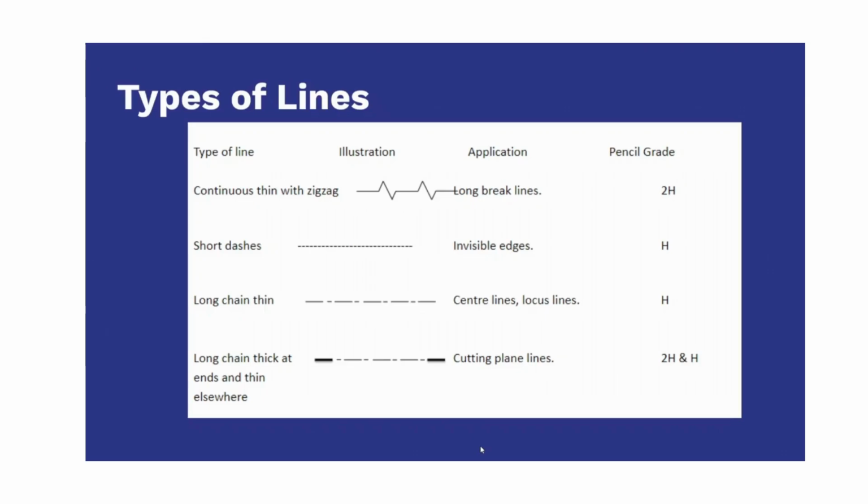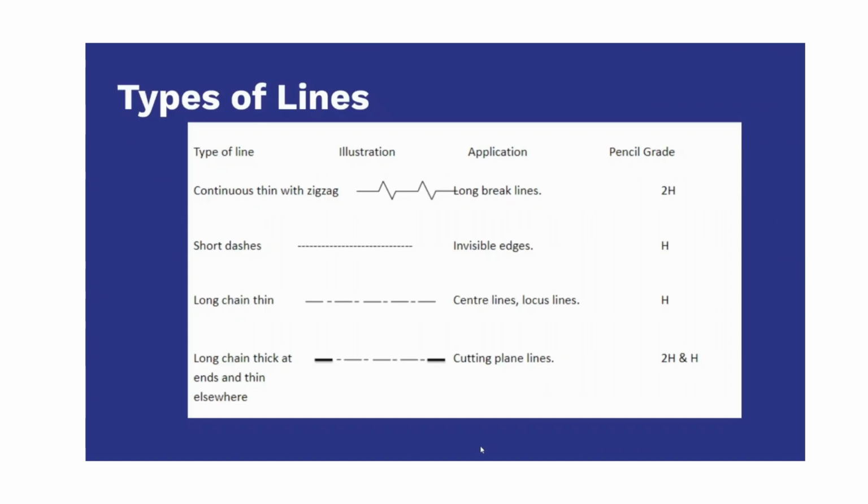So cutting plane lines can be applied where lines cross, and so on. In this we can use 2H or H pencil grades, or both can be applicable. Because the edges should be thick and some places should be lighter, you can use H pencils for the thin parts and the long thicker places we can draw with 2H pencils.